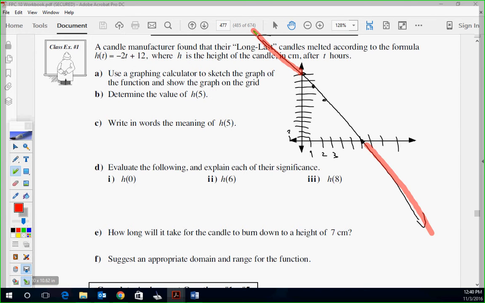So what it wants us to do is determine the value of h of 5. So what is the height after 5 hours? You can do that with the table in your calculator. You can put trace 5 enter in your calculator. That will all work. You should get 2. h of 5 is 2. Write in words the meaning of h of 5. So in words, this means after 5 hours, the candle is 2 centimeters.